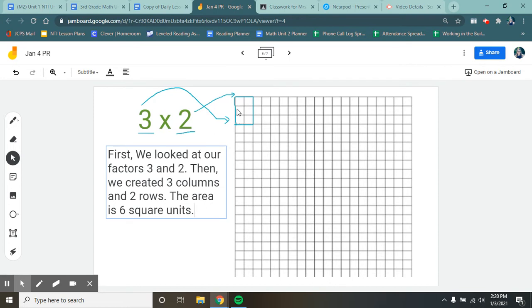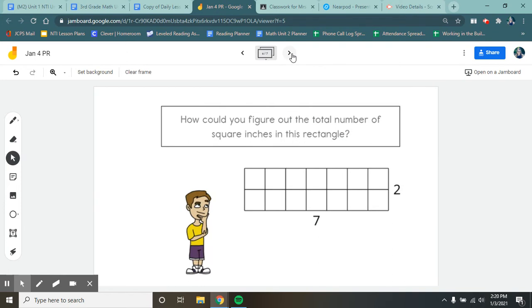There's many ways you could have done this to get it, but the way that I chose to do it was I counted by 2. So I went 2, 4, 6, and my area is 6 square units. All right, so let's go ahead and reflect about what we did today during our lesson. So I'm going to ask you all, how could we figure out the total number of square inches in this rectangle? So take some time, look at this image, and figure out how you would find the area or total numbers of square inches in the rectangle.